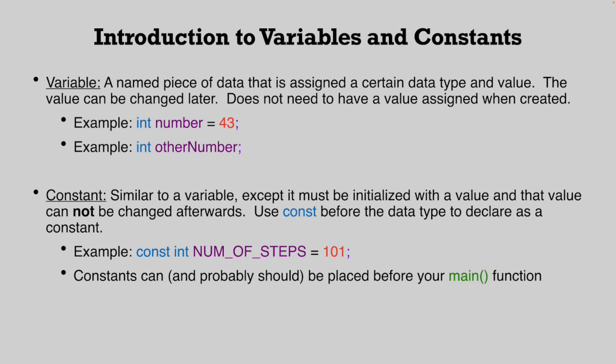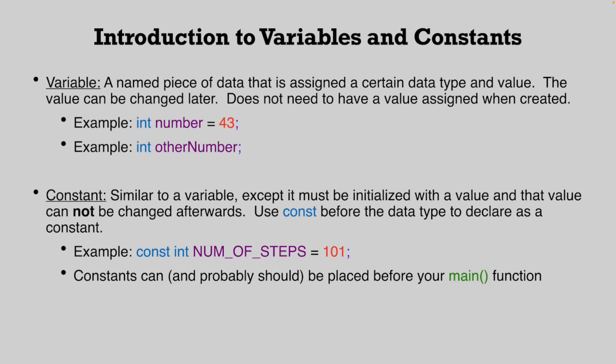So now we get to talk about variables and constants and the difference between them. A variable is a named piece of data assigned to a certain data type and value. The value can be changed later, and it does not need to have a value assigned when it's created. An example: int number equals 43, and then another one, int other number, not being initialized at all.